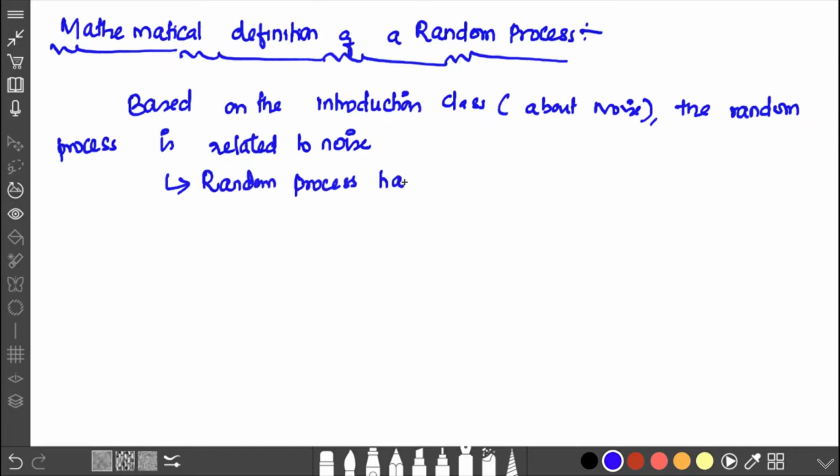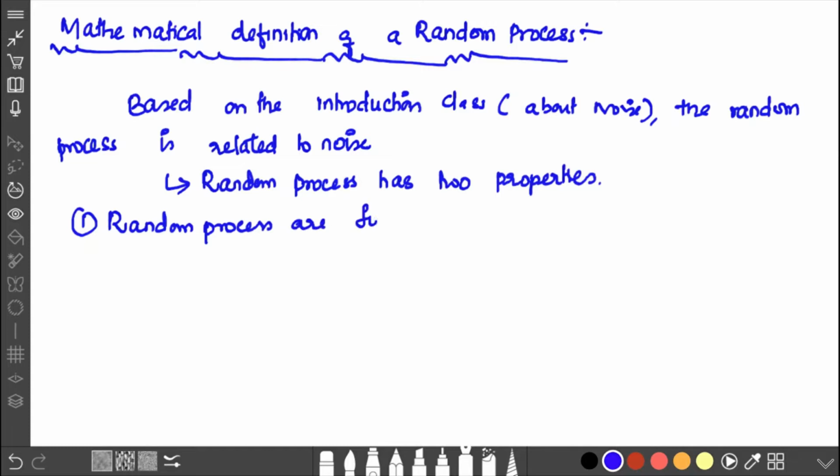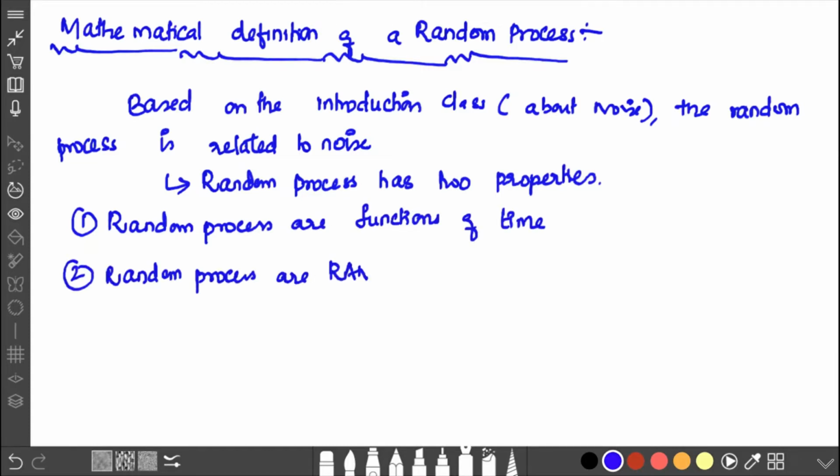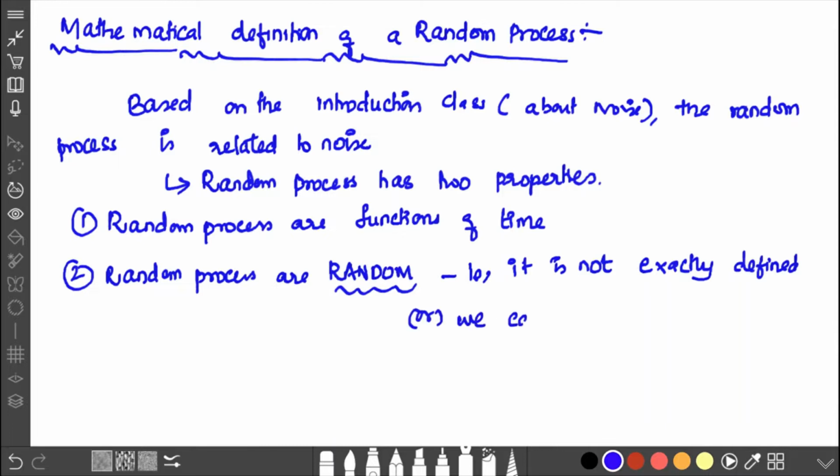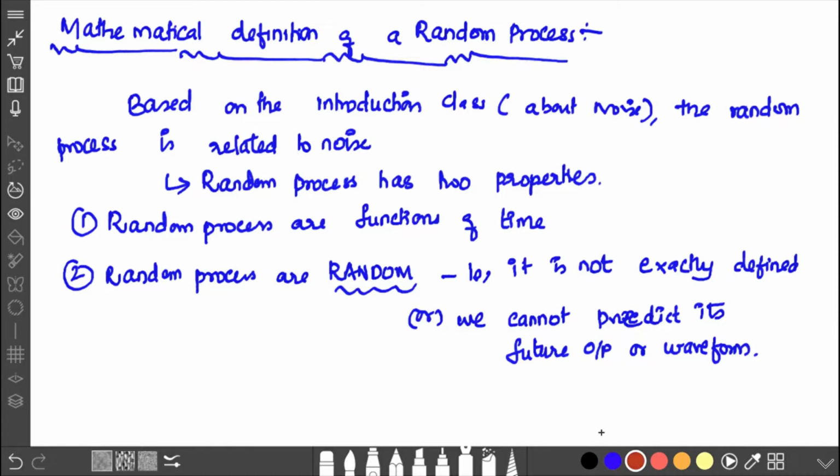This noise is random in nature, which is called a stochastic process, or it is also called a random process. Based on the introduction, the random process is related to noise. This random process has two properties: it is a function of time and it is random in nature. That is, it is not exactly defined, and we cannot predict its output or its waveform.